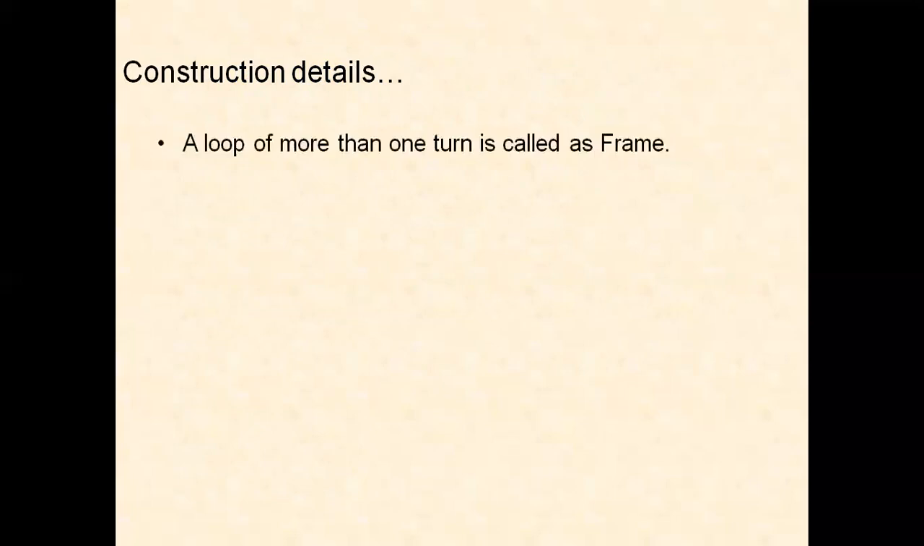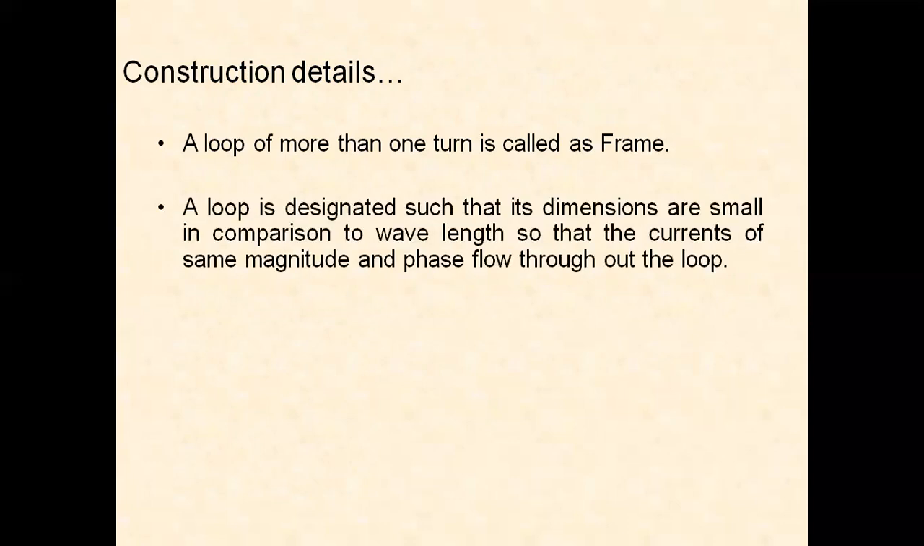Now we'll see the constructional details of the loop antenna. A loop of more than one turn is called a frame. A loop is designed such that its dimensions are small in comparison to the wavelength, so that currents of the same magnitude and phase flow throughout the loop. The most important point is that the dimensions are very small. Therefore, the currents of the same magnitude and same phase flow throughout the loop.